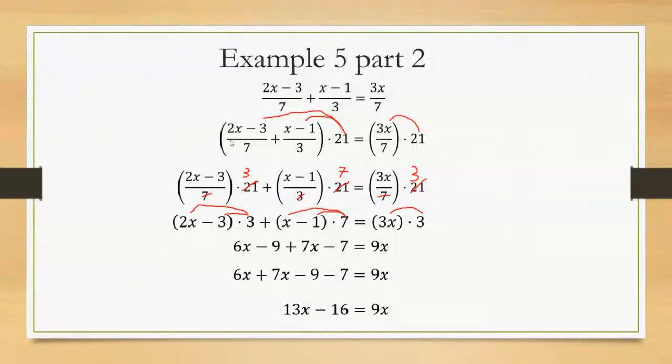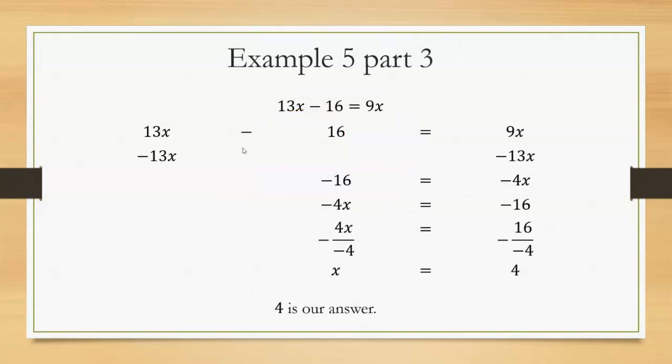So now what we want to do is solve the equation at the bottom. 13x minus 16 equals 9x. Now, what's nice is it's not as bad as the other one. Okay, so we want to get x all alone. So here's what I did. I subtracted 13x from both sides, right? The negative 16 comes down. We have minus 16, which is really negative 16. Negative 16 equals negative 4x.